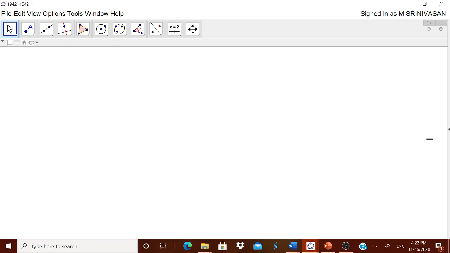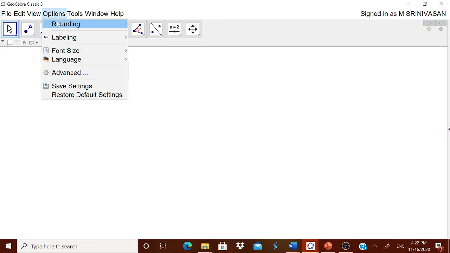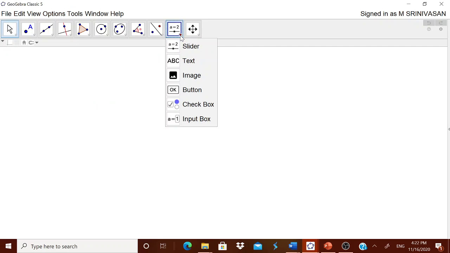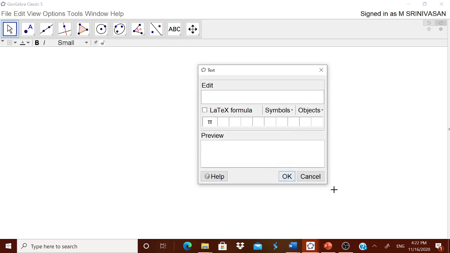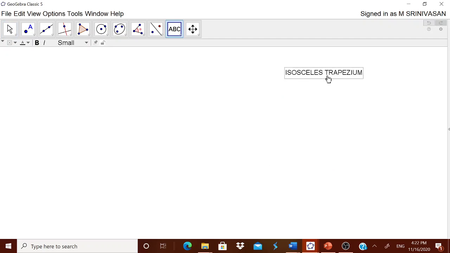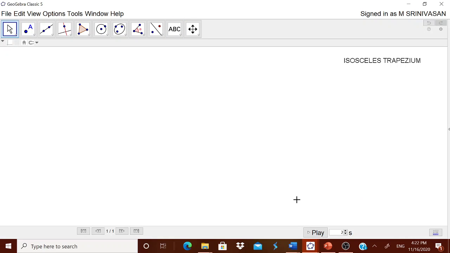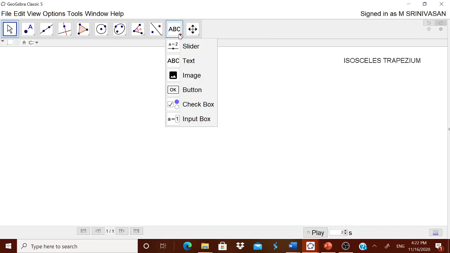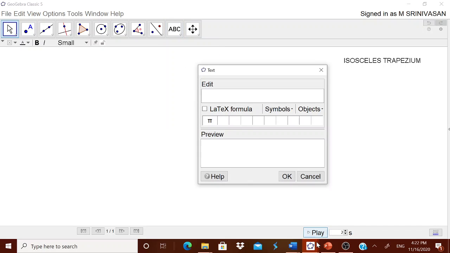I have taken GeoGebra Classic 5 worksheet, geometry. I have selected the view. In option, rounding off to one decimal place you can have. Then in labeling, new points only. We will have a heading for this. Isosceles Trapezium. I think we have already discussed. It is always better to have this navigation bar so that you can just show step by step to the children. Well, now we will just explain to the children what is Isosceles Trapezium.